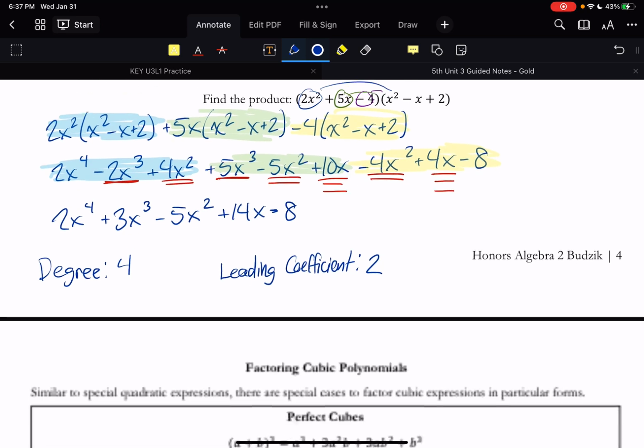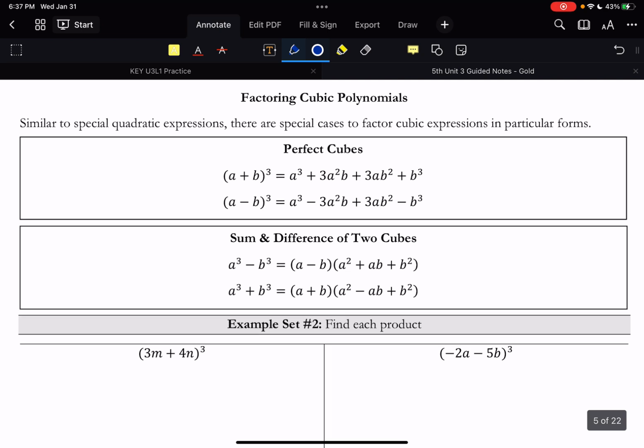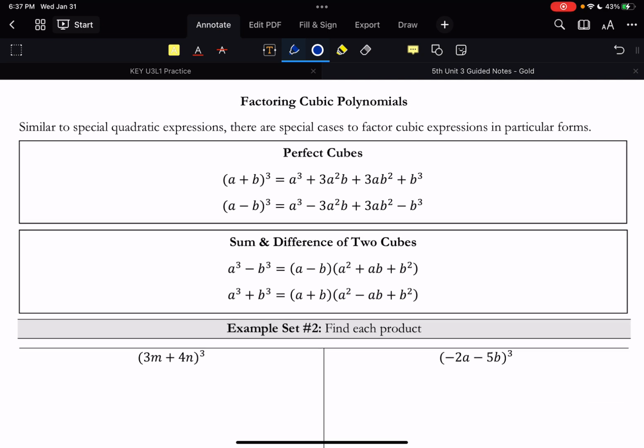So now we're going to get to factoring cubics. So like special quadratics, we had perfect square trinomials. We had the sum and difference of two squares. Or we didn't have the sum, we had the difference. So there are special cases to factor cubic expressions. So the first is perfect cubes, so a plus b quantity cubed and a minus b quantity cubed.